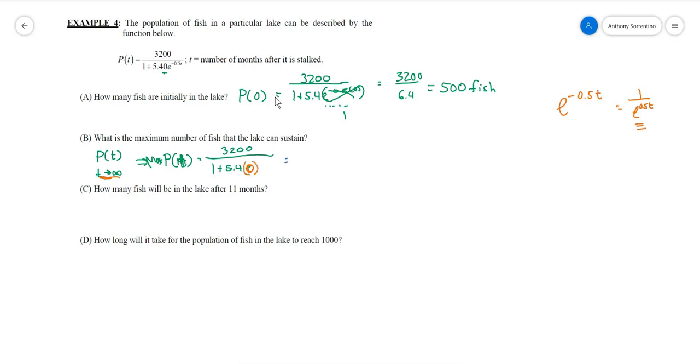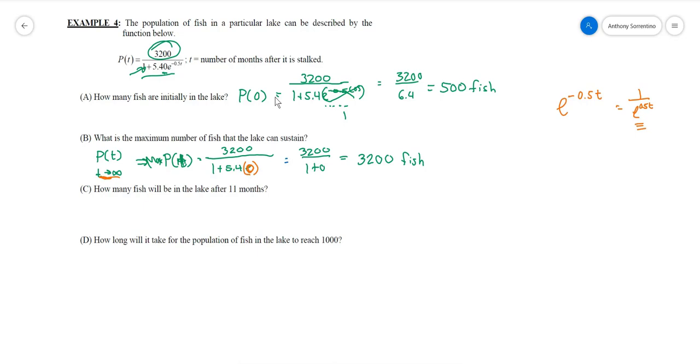And that means that in this case I'm going to have 3200 over 1 plus 0, which is 3200 over 1, which is 3200. Please, please, please do not assume that the number up here is always going to be the maximum number of whatever they're talking about. This function down here doesn't have to have a 1 in this position. So keep that in mind.